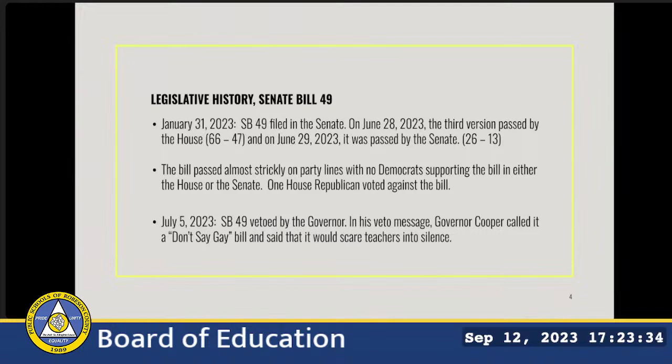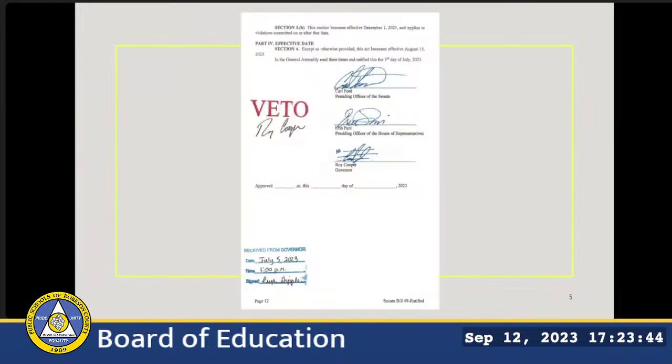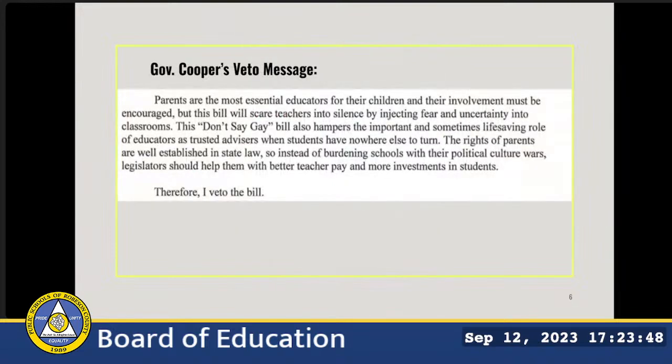So it passed along party lines almost exactly. There was one House Republican who voted against the bill. And then on July 5, Governor Cooper vetoed the bill. And there's his veto stamp on the bill. And in the veto message, here's what the governor said.